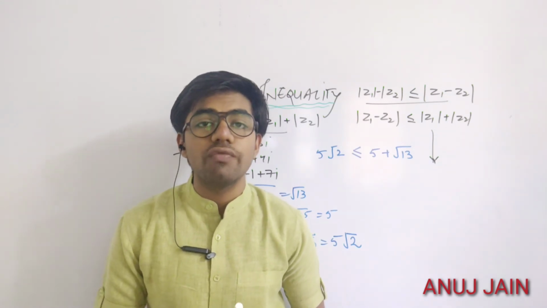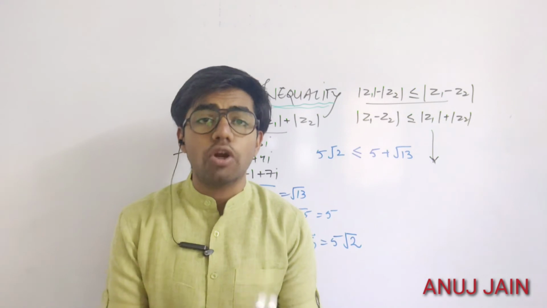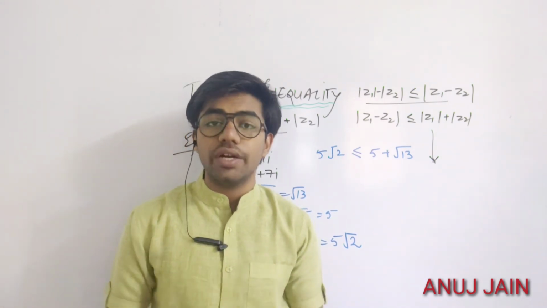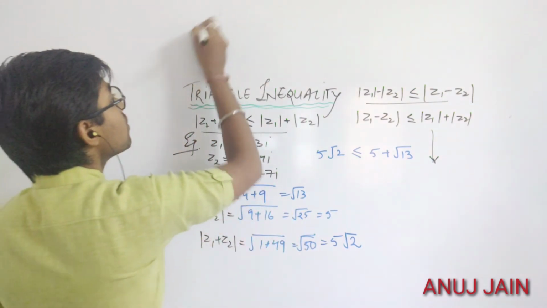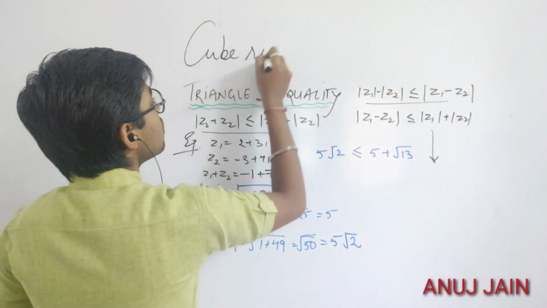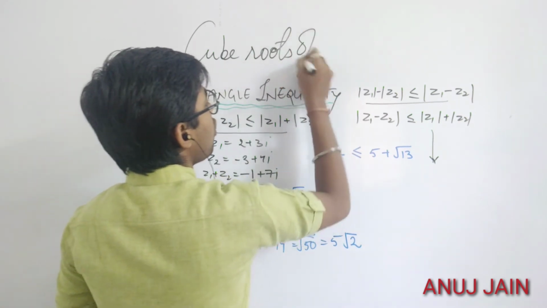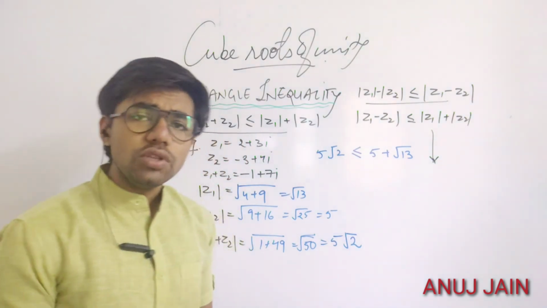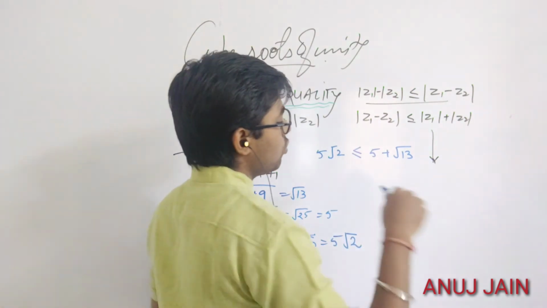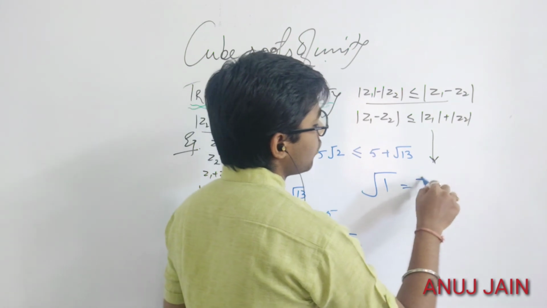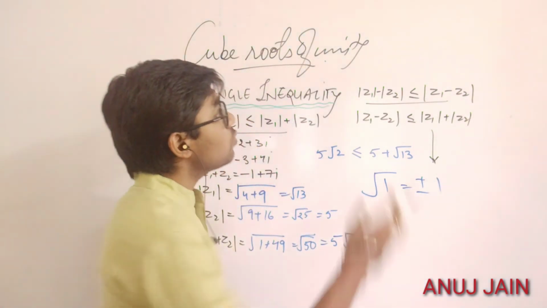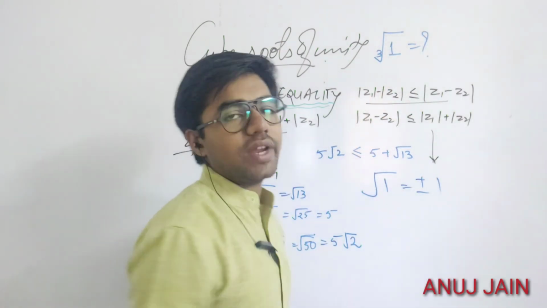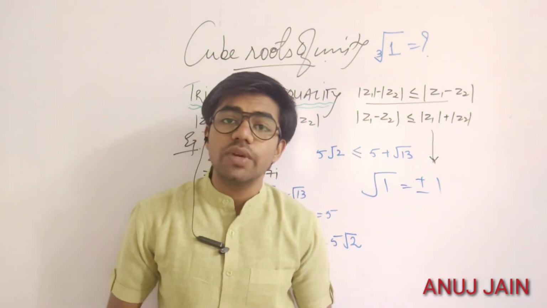In the next video, we will look at one of the most important topics, that is called cube roots of unity. You know the square roots of unity, right? Square root of unity is plus minus 1. But what is the cube root of unity? This you need to find. So we will look at this in the next video.